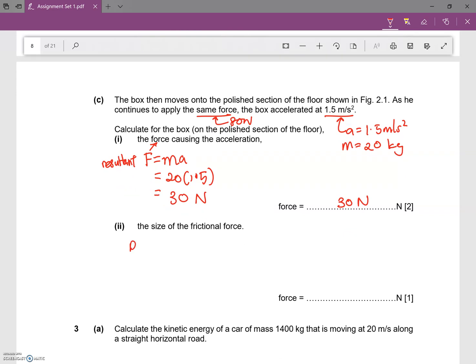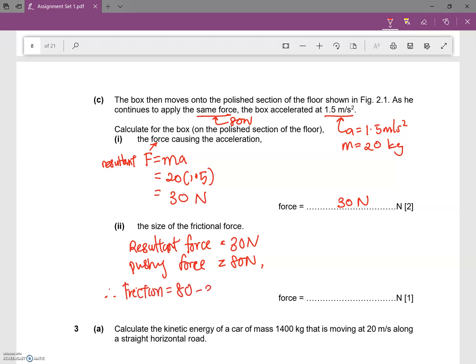So if the resultant force is equal to 30 Newton, we know that the pushing force is equal to 80 Newton. Therefore, we know the frictional force must be equal to 80 minus 30. The pushing force minus the resultant, what you're going to get is 50 Newton. Okay, so we're going to have 50 Newton over there. So that's for question 2.